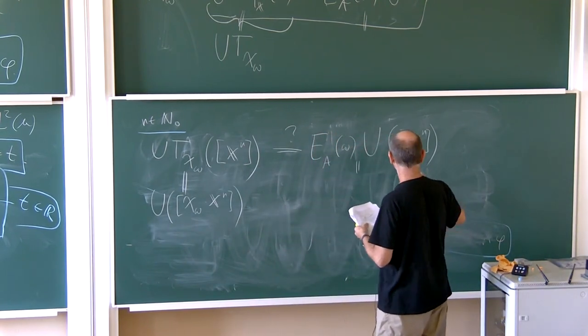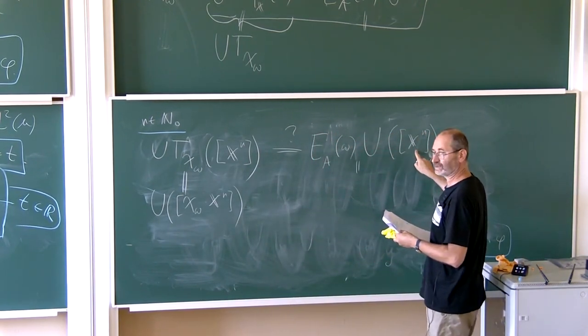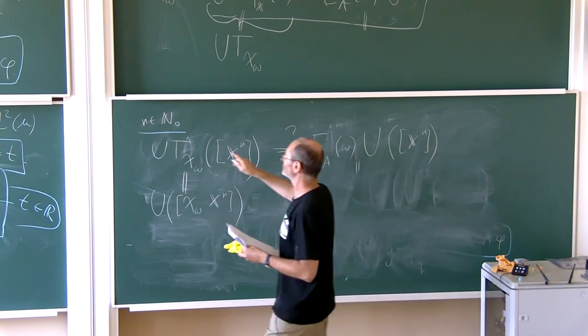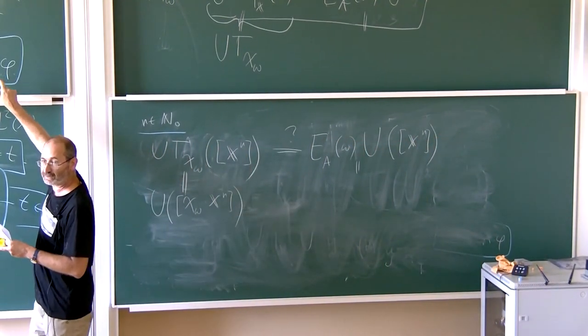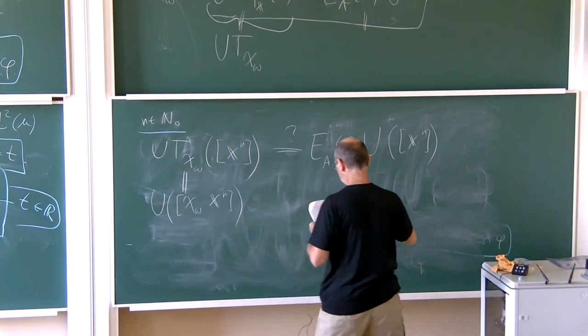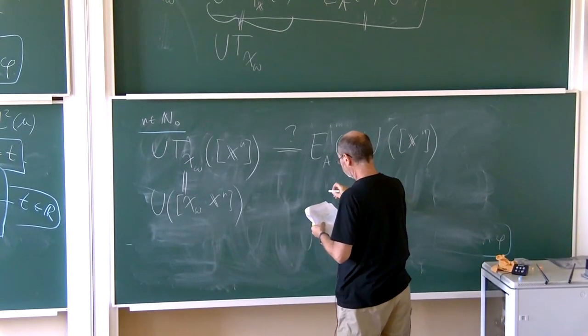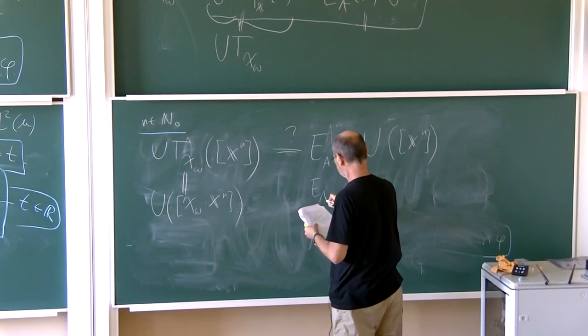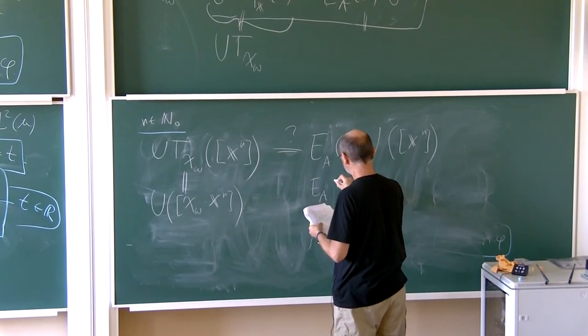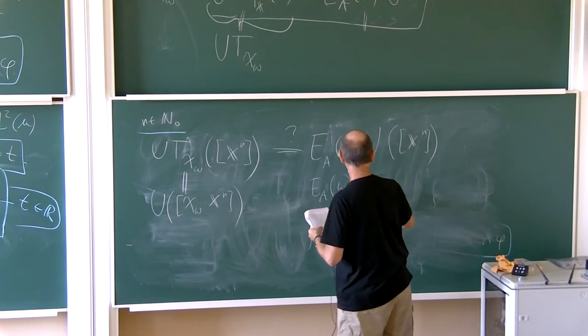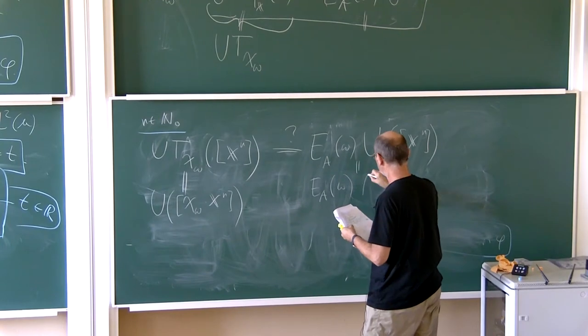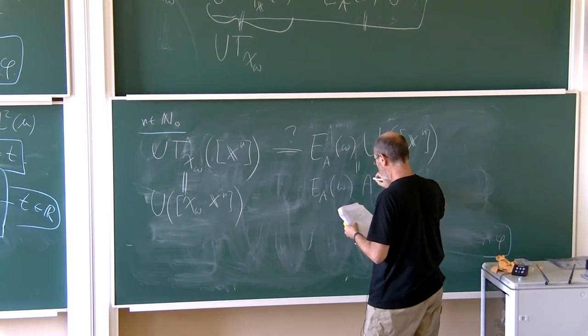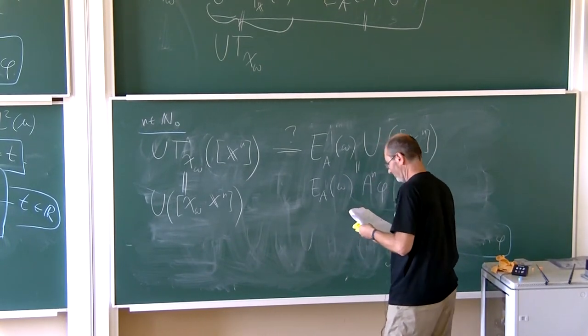And this, we know what this is, because we can look here. So this is just the same. And here we have a to the power n of phi.